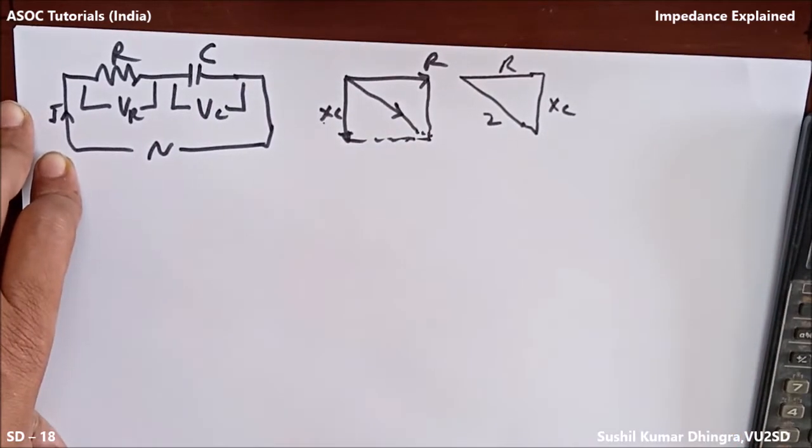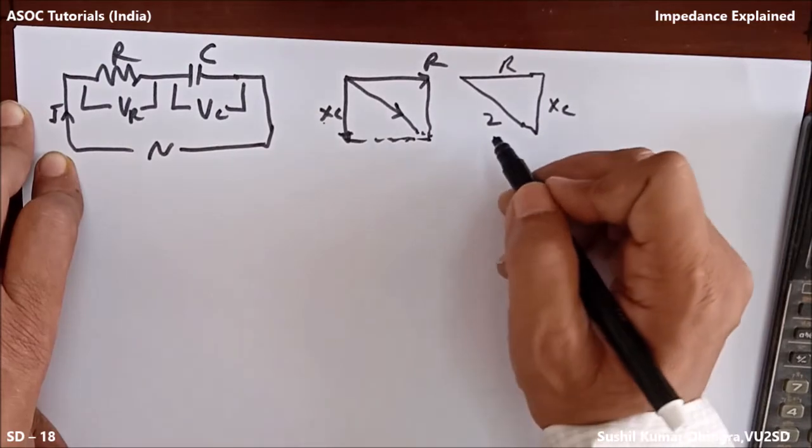Okay. Now here the power factor is always R by Z. This is R, this is Z.